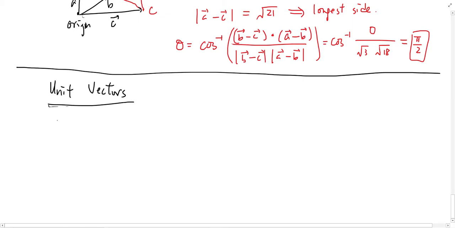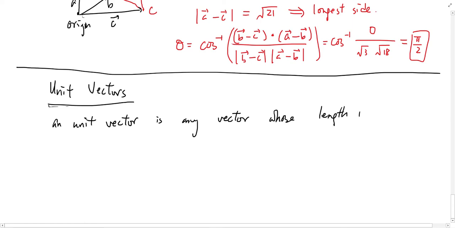So what is a unit vector? A unit vector is basically any vector whose length is equal to 1.